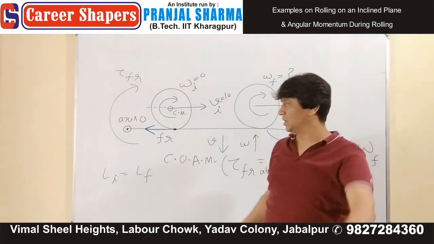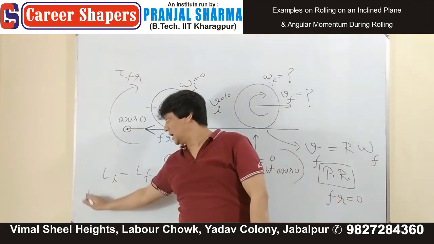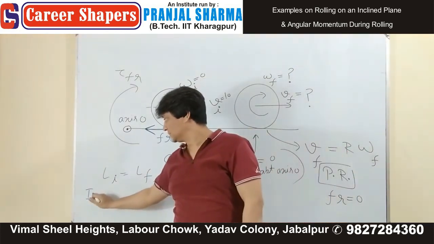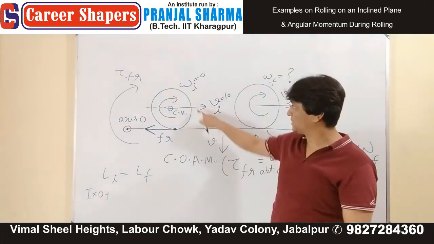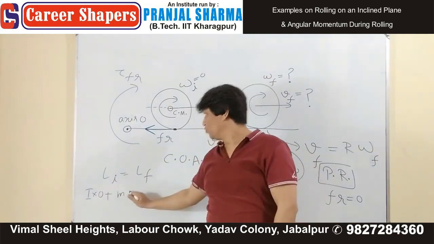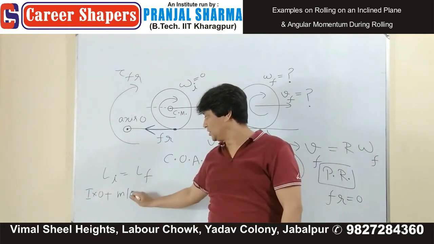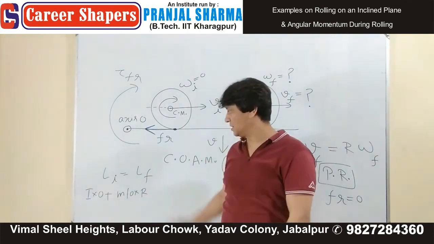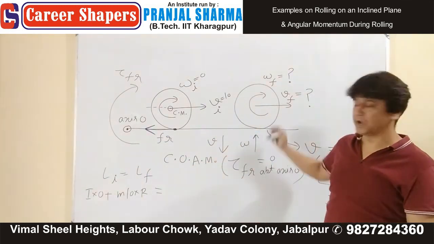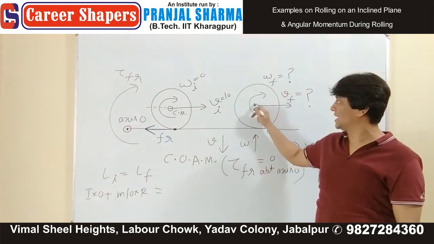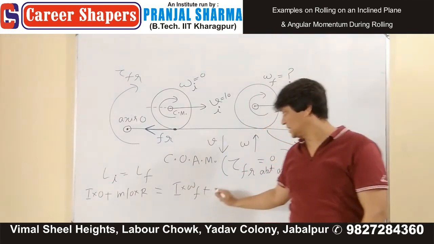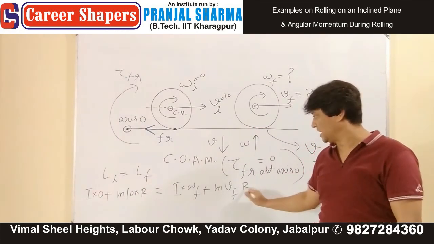What is the formula for L initial? Angular momentum about center of mass axis, where omega is 0, plus angular momentum of center of mass about this axis, what was that? M, V, how much is that? M into V into radius, whatever that is, R. This is your initial setup. L final. What is angular momentum over here? Angular momentum about center of mass axis, what is that? I into omega final plus M into V final multiplied by R.